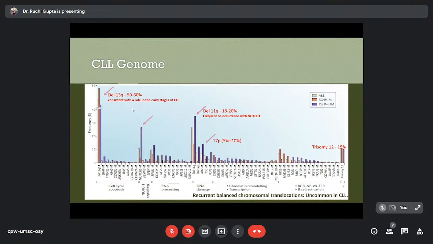Whereas abnormalities like deletion 11q or 17p deletion are initially present at a very low percentage, and they are said to evolve with time, or if they are present initially, they'll be very small clones or subclones. Gradually with time, when you give treatment or you wait and watch whether treatment is to be given or not, these clones can become the major clone, and the other clones will become the minority.